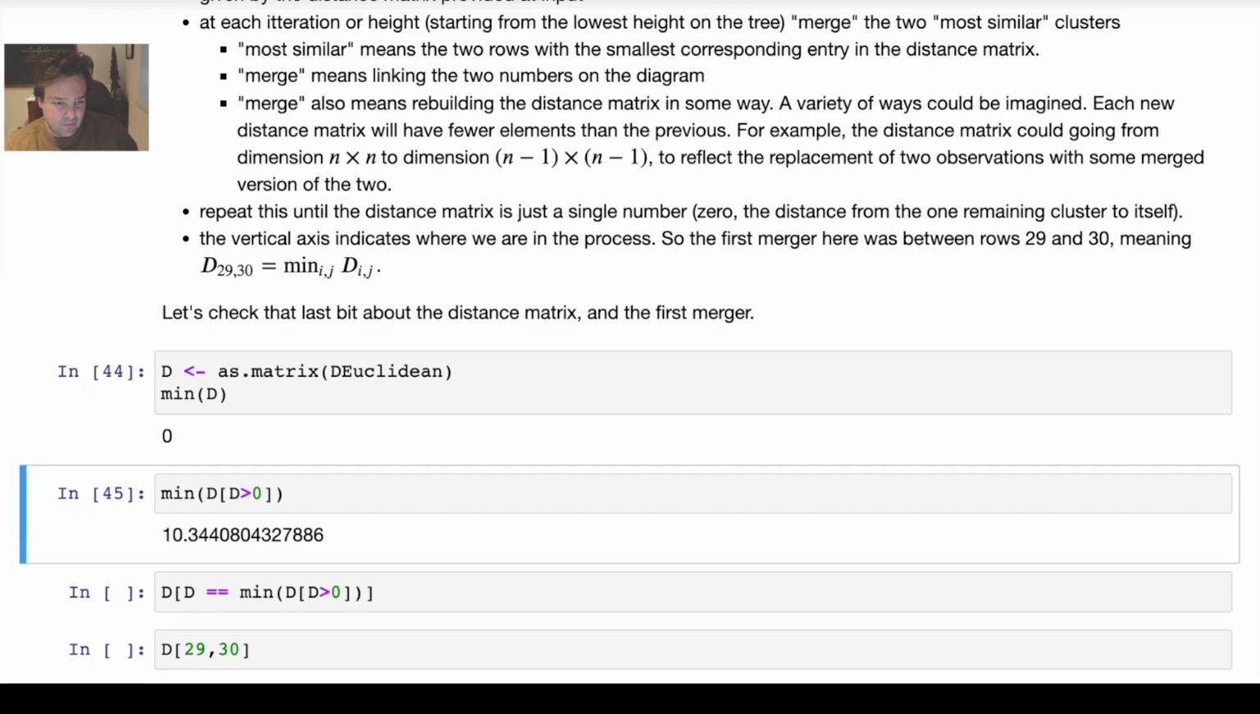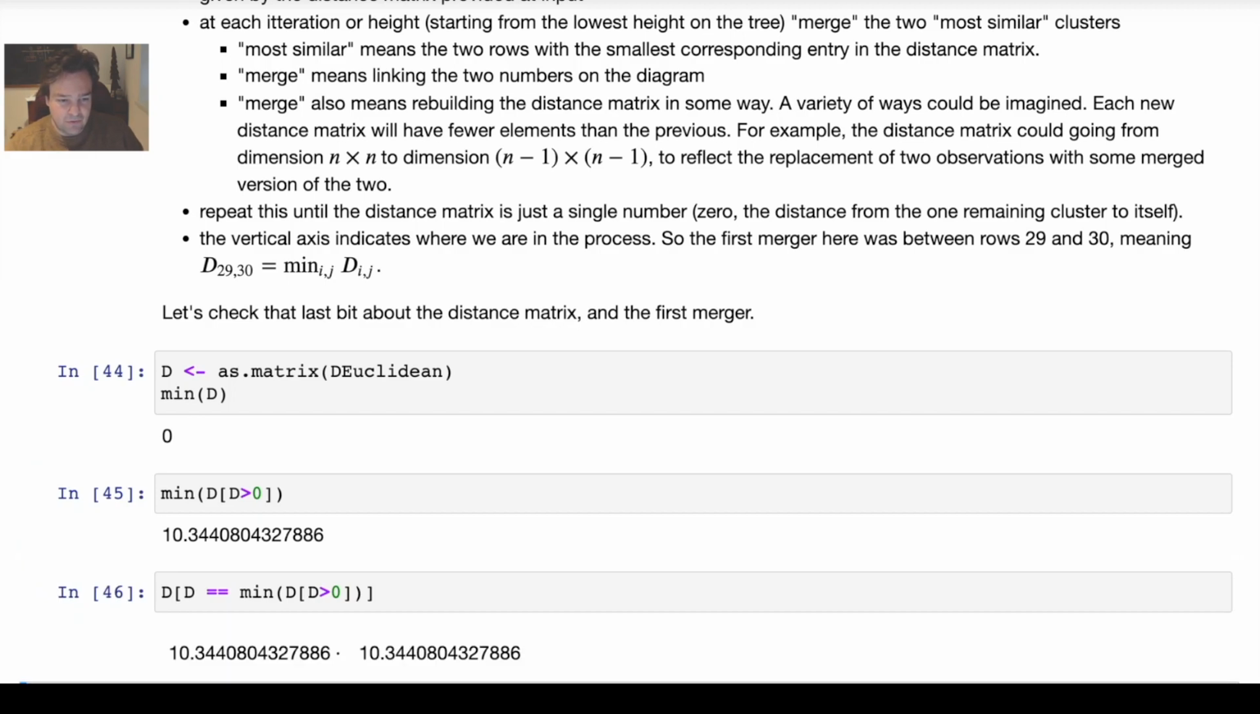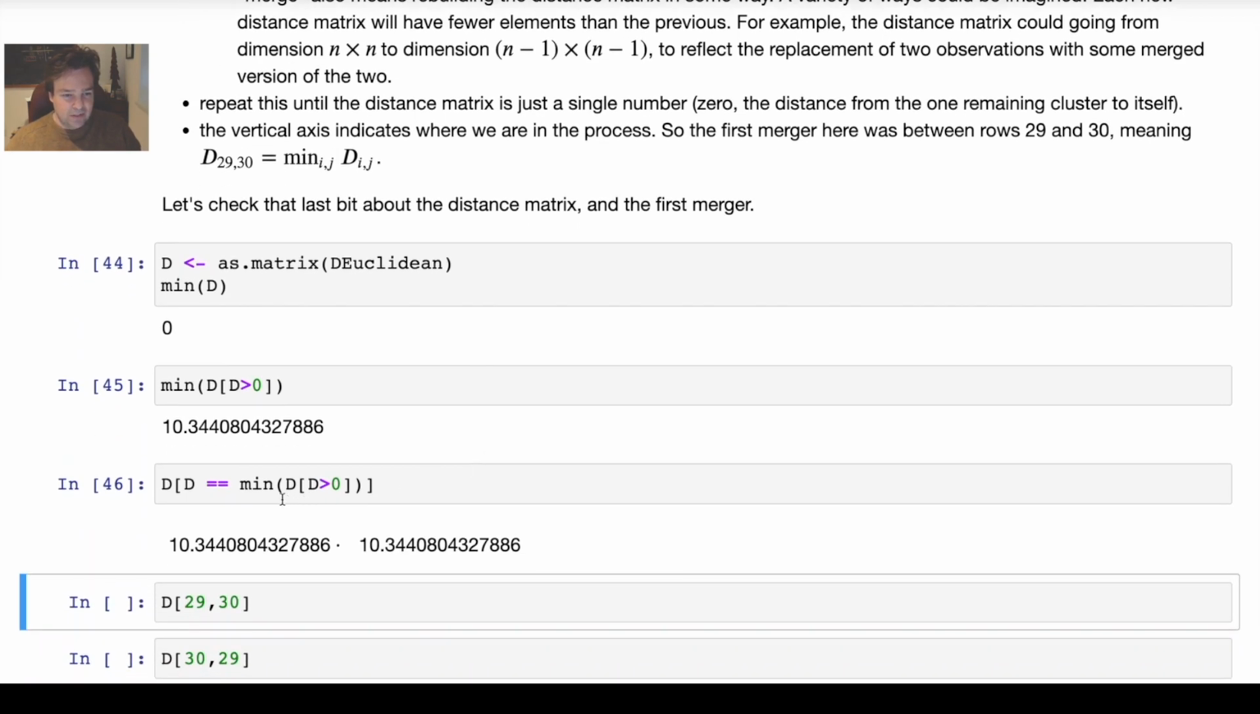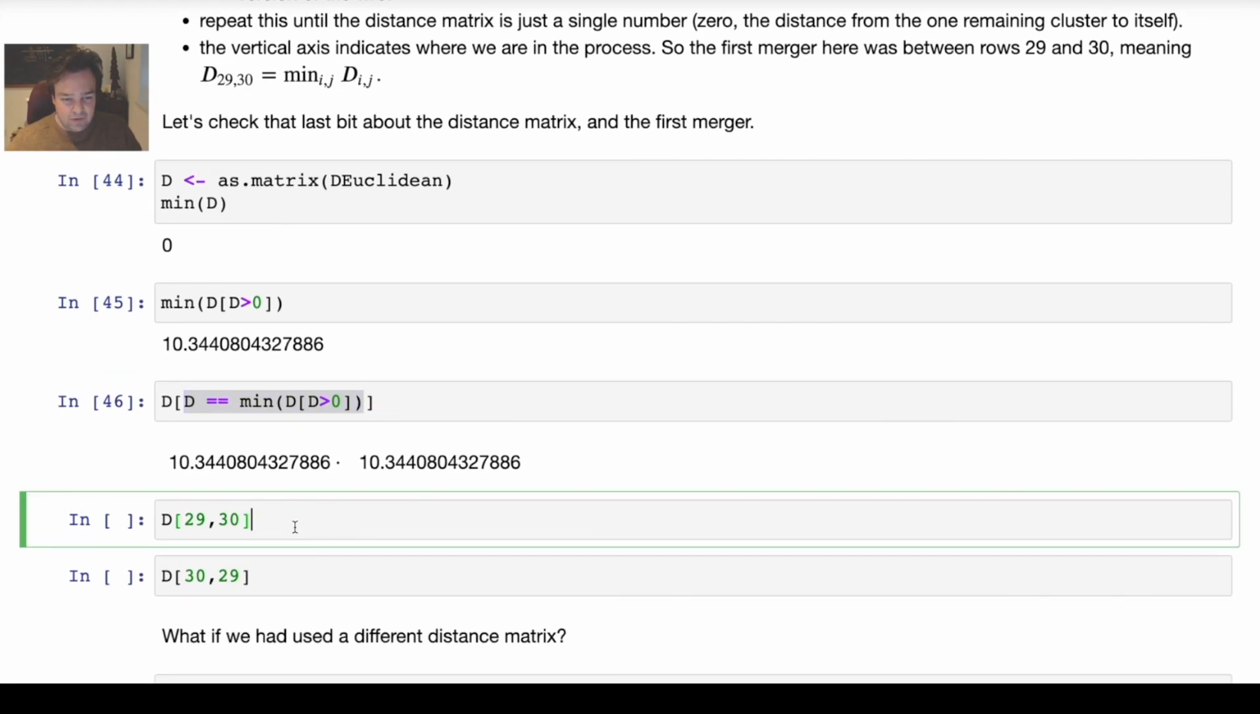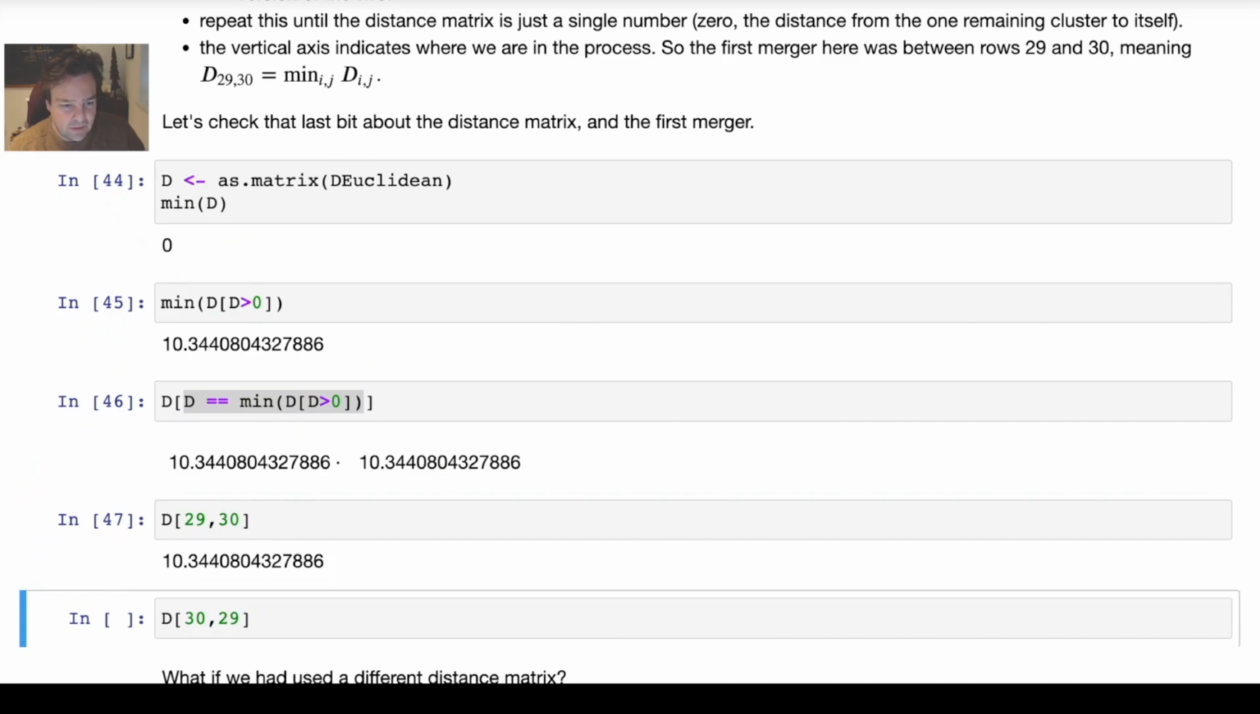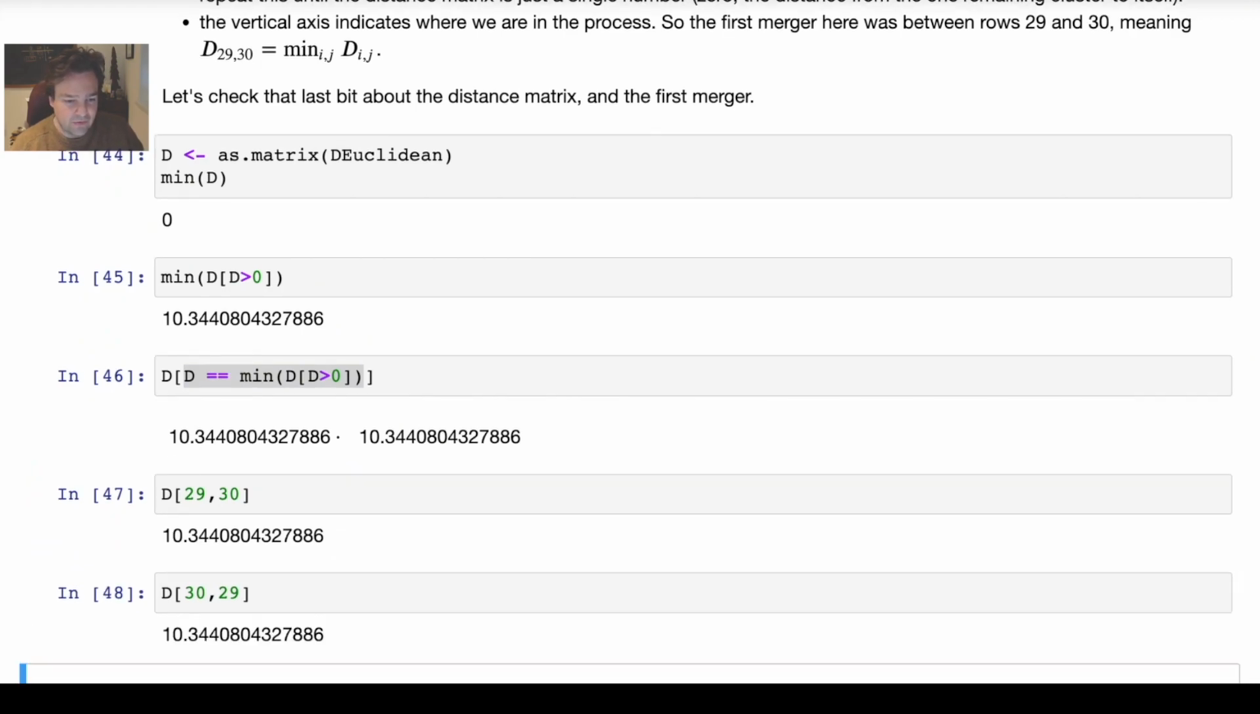And it's 10 point something. And then we'll see what are those. So we'll check, show me where the distances are equal to that thing. And so sure enough, there's 2 values with this. And then we'll verify that that's distance 29, 30. It's also distance 30, 29.